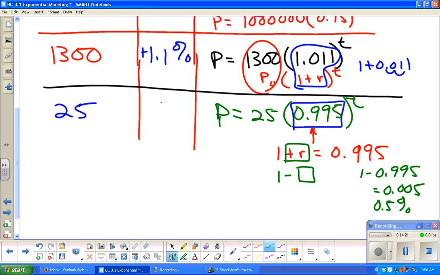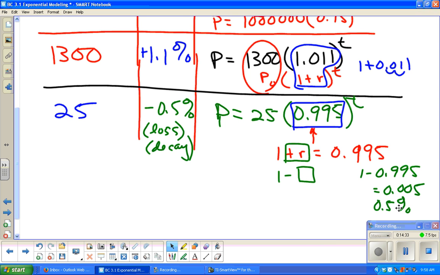0.5%. So this is 0.5%, but it is actually a loss, or you could say negative here, or you could say a decay, or whatever, something that implies that it's going down and not going up.